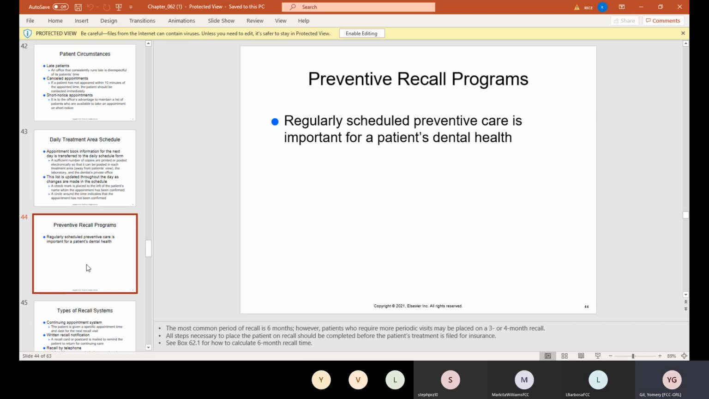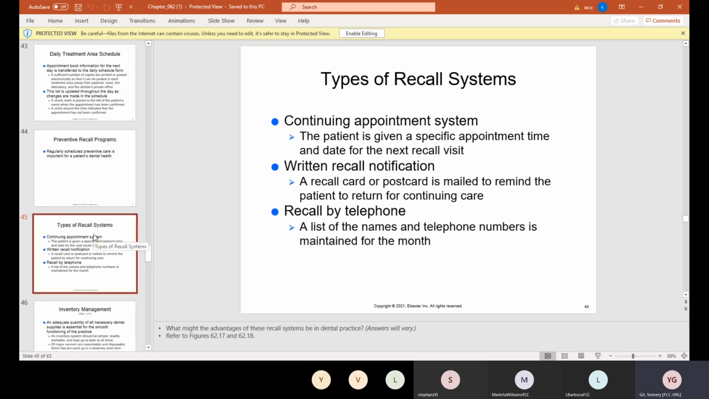So, preventative recall programs. Regularly scheduled preventative care is important for a patient's dental health. There are types of recall systems. Continuing appointment system: the patient is given a specific appointment time and date for the next recall visit. So let's say today was my yearly checkup and cleaning, and in 6 months I need my other cleaning. Usually they'll set up your appointment right then and there.